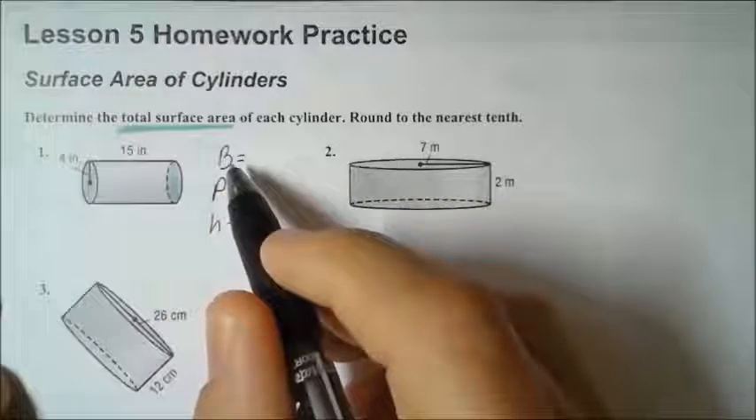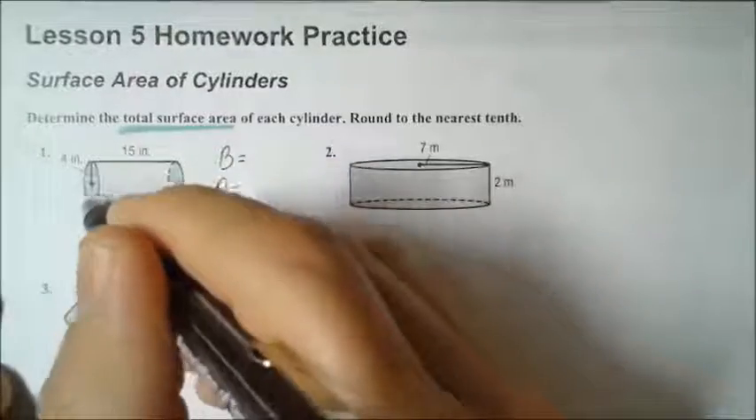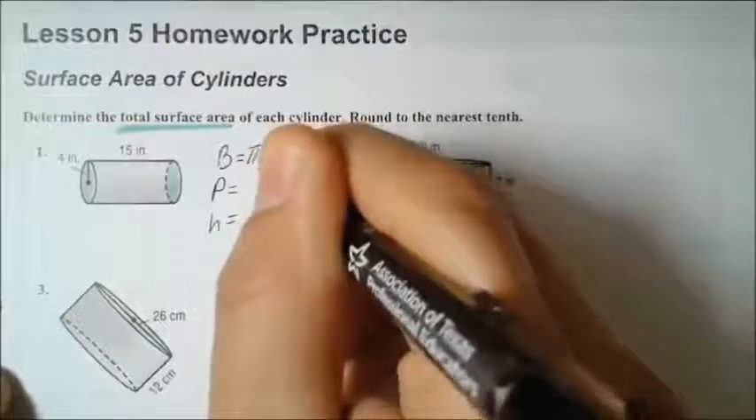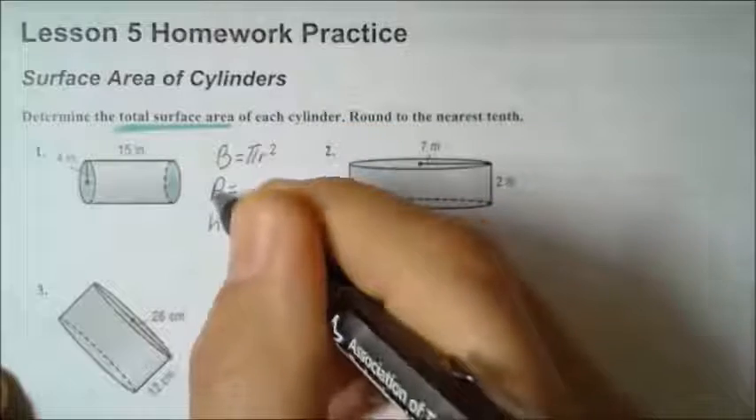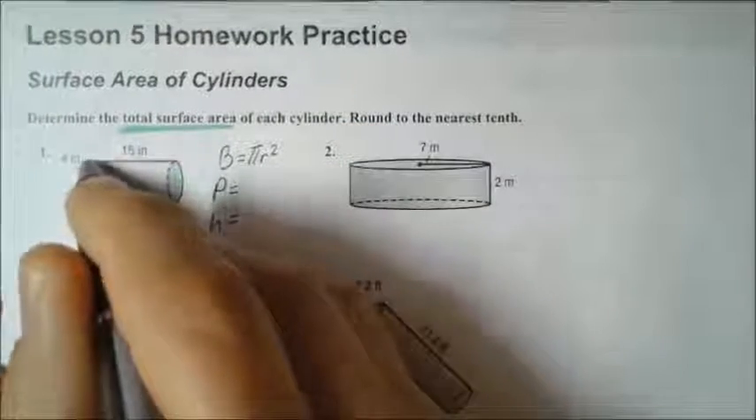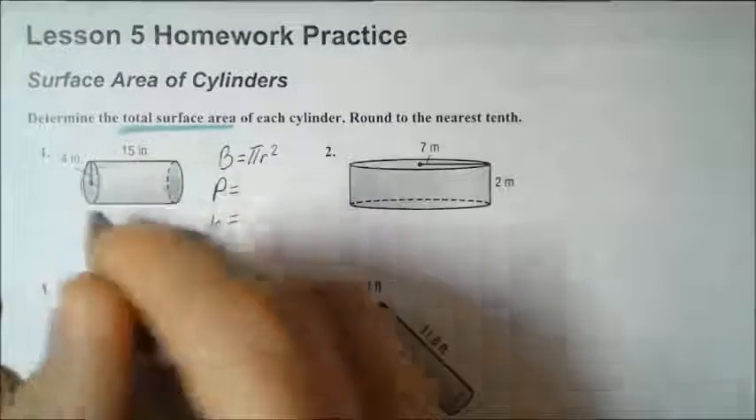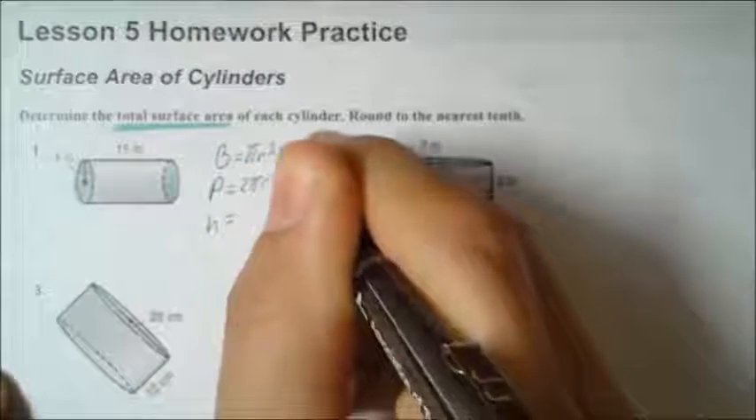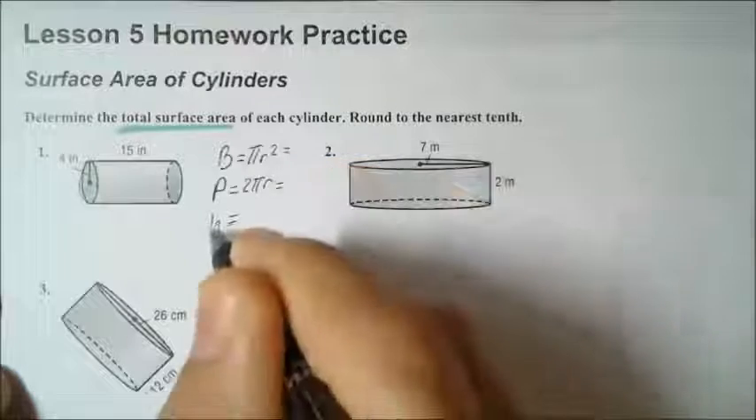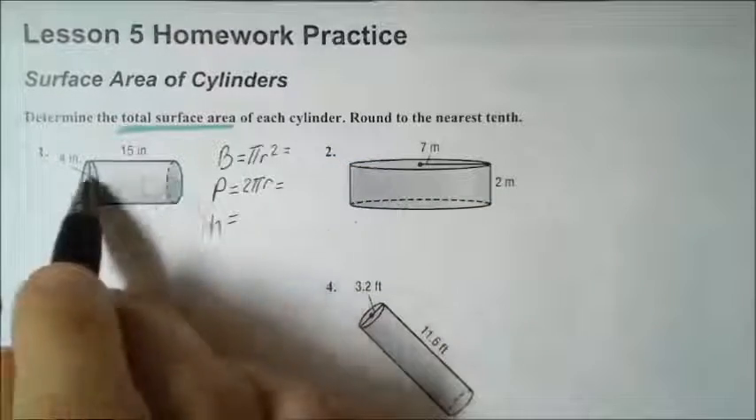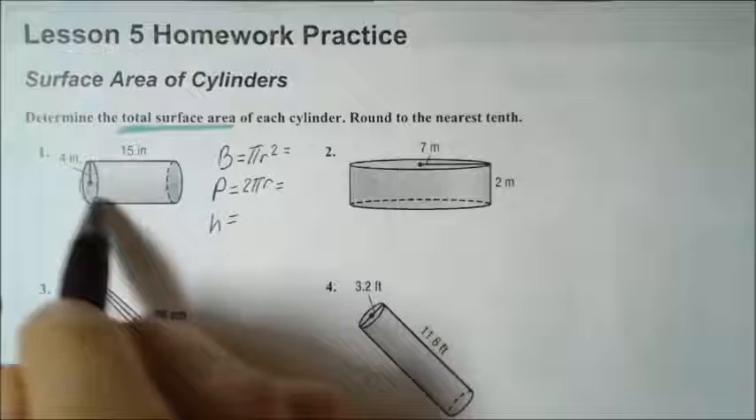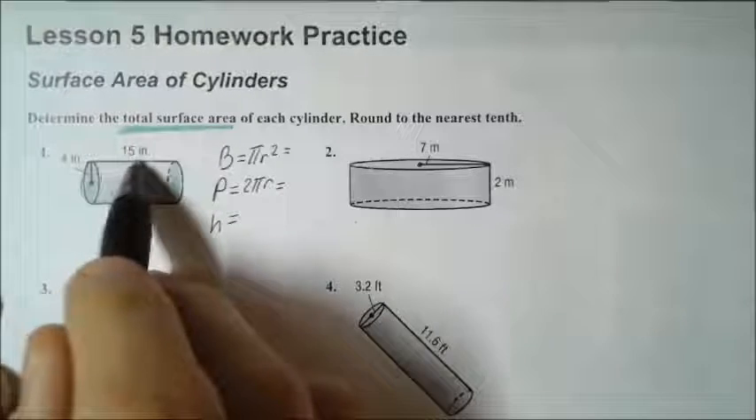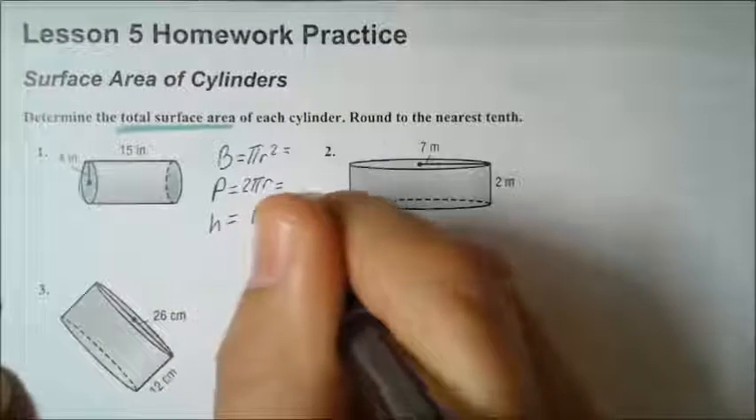Remember, B is the area of the base, and since this base is just a circle, we're going to use the formula pi r squared. For the perimeter, which is the distance around the circle, we're going to use the formula 2 pi r. And for the height, it's just the distance between the two bases. So the distance between the two bases, according to this right here, is 15. So H is just going to be 15.